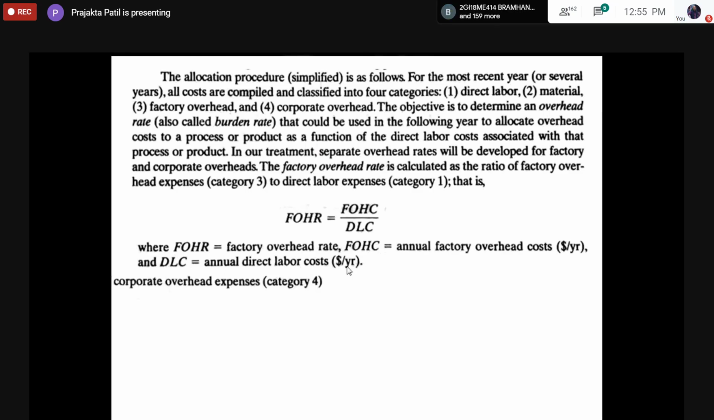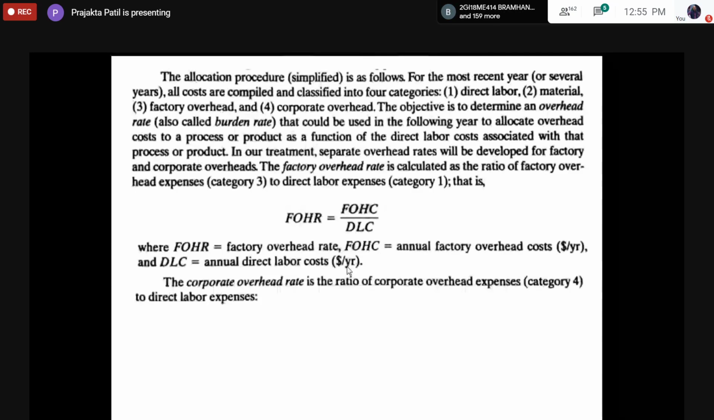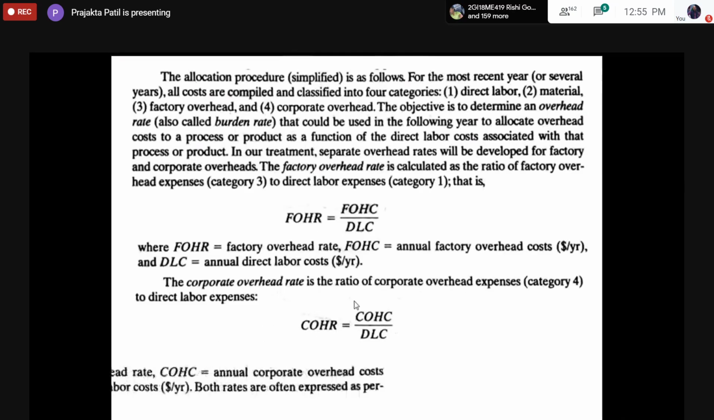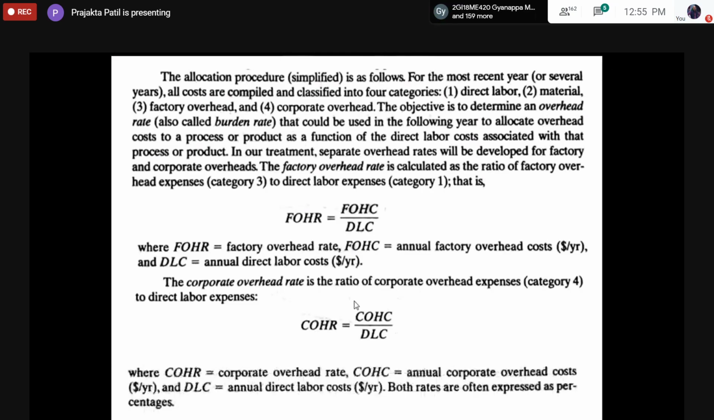Likewise, we can determine the corporate overhead rate, which is the ratio of corporate overhead expenses to direct labor expenses. This is the equation, where COHR is the corporate overhead rate, COHC is the annual corporate overhead cost, and you have the direct labor cost. Both rates are often expressed as percentages. So we will be finding FOHR and COHR, and both will be expressed in percentage.